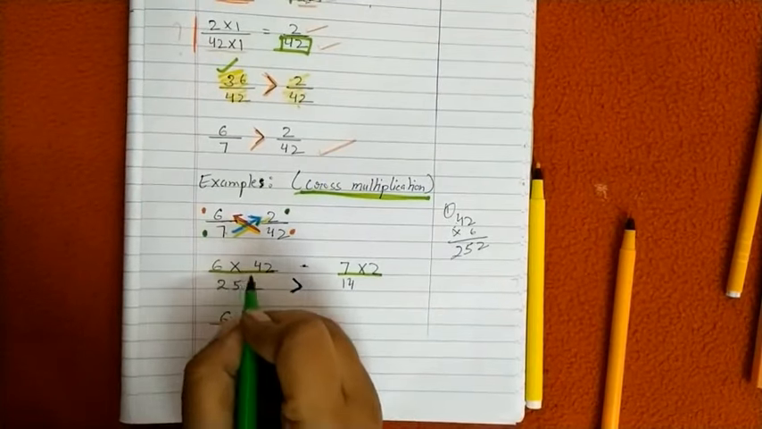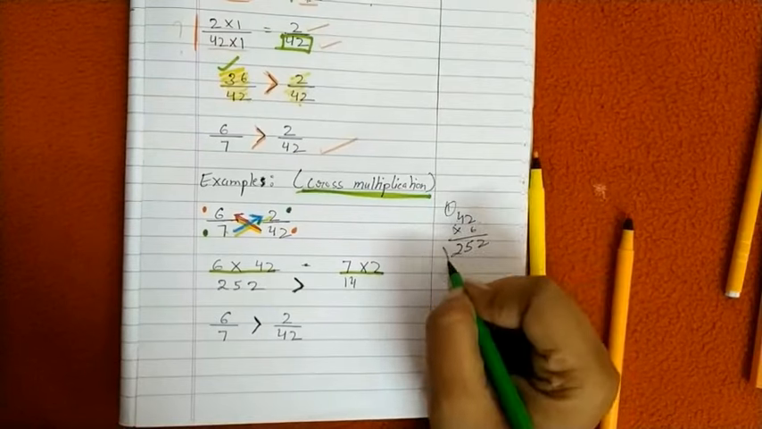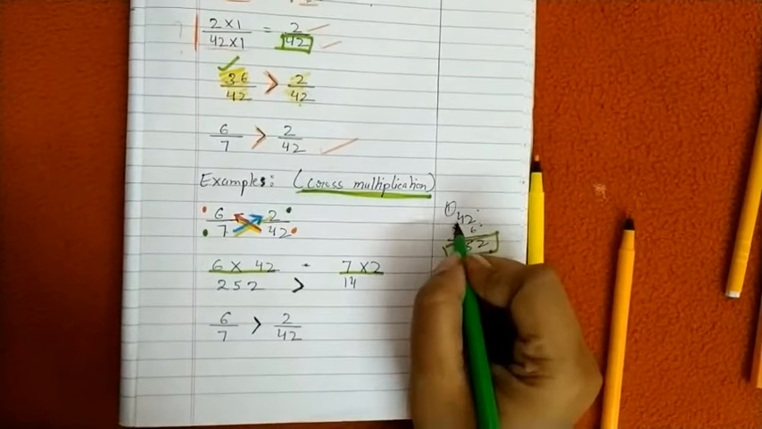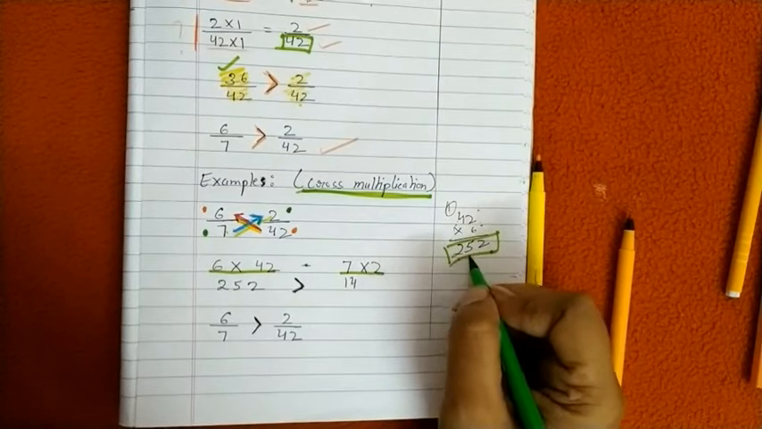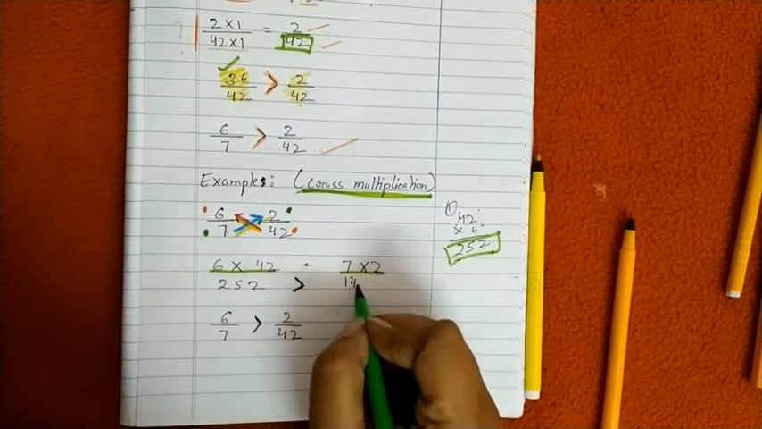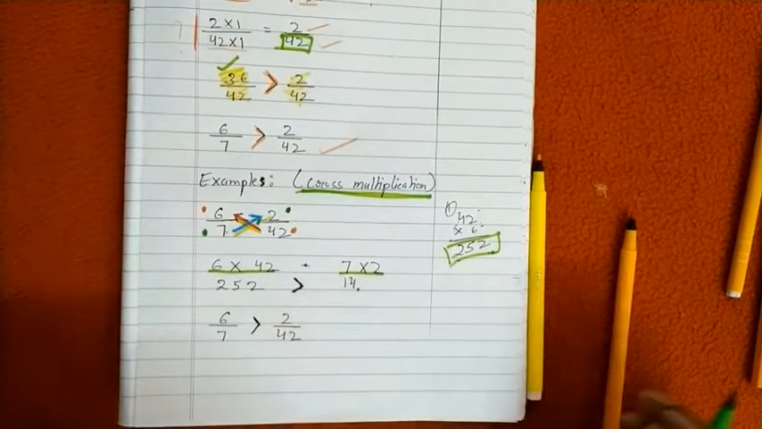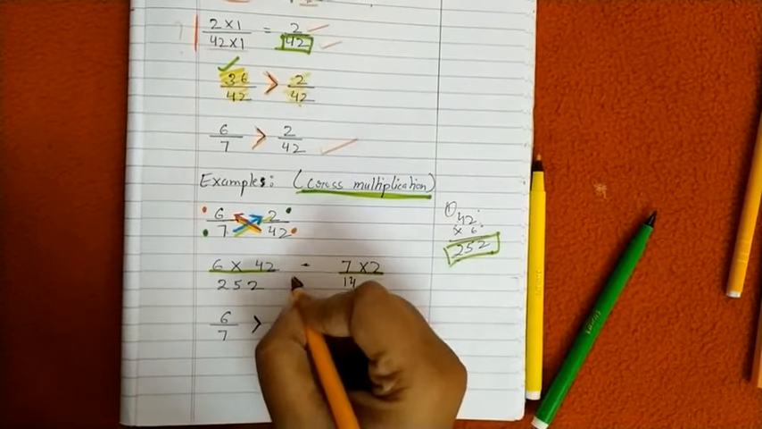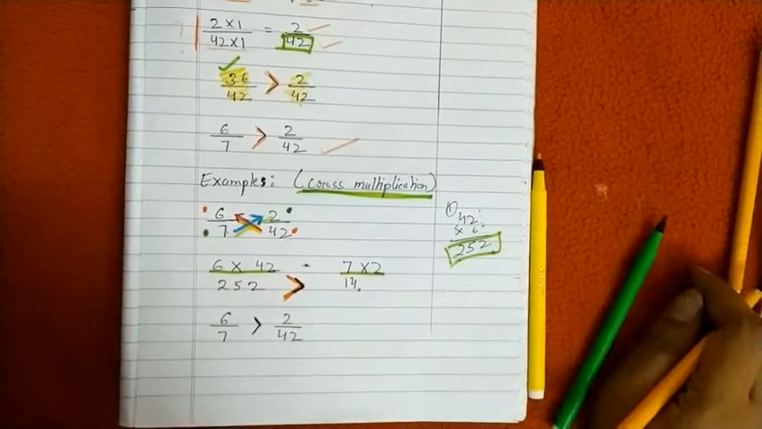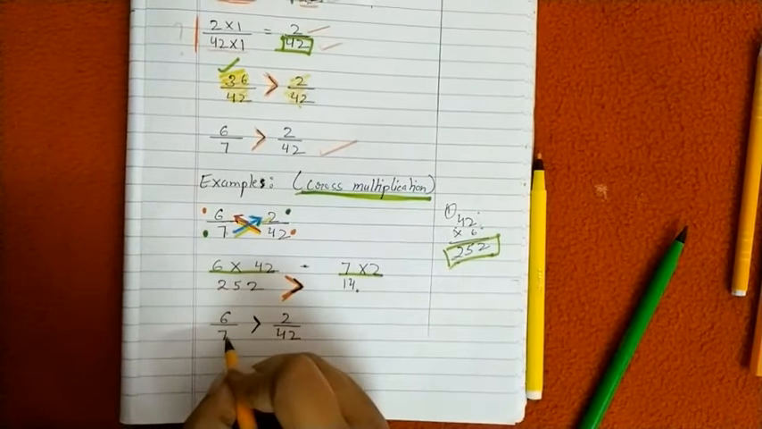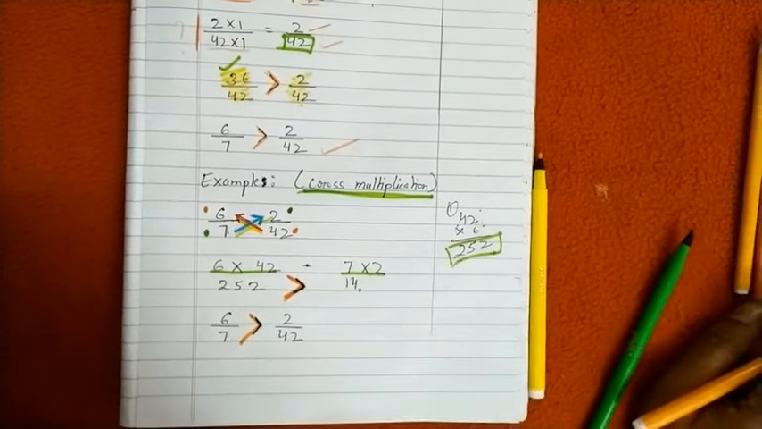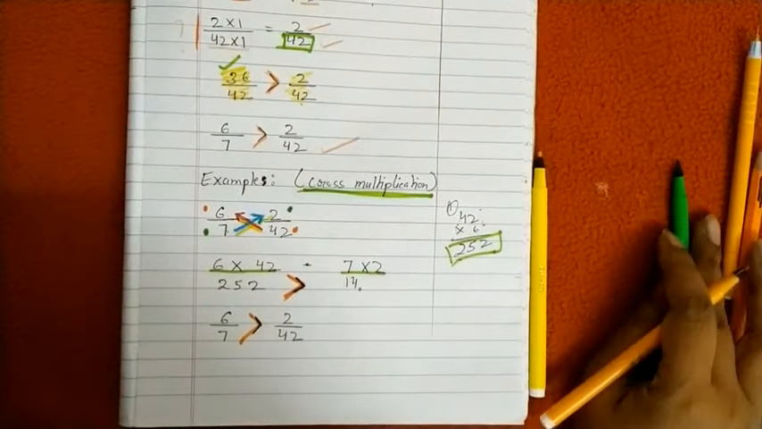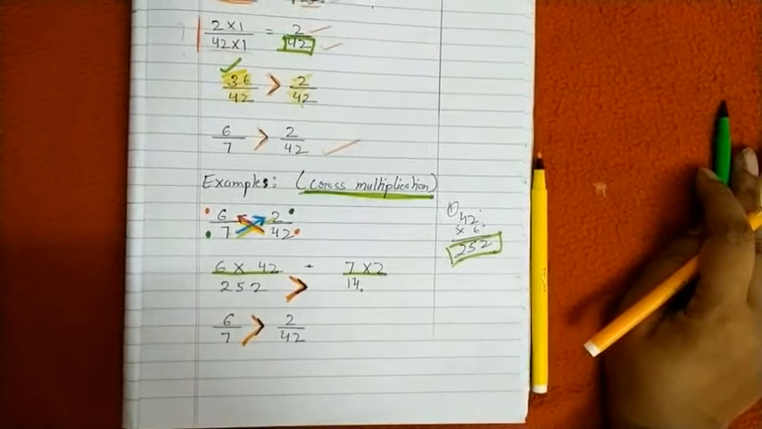So 6 times 42 I have multiplied here. We get 252. 2 6s are 12, 2 4s are 24, carry 1, 25. So 252. And here 14. Now which is greater, children, 252 or 14? This is greater, 252. So the fraction 6 upon 7 will be greater than 2 upon 42. So children, this is how we compare fractions. I believe it is clear to you all.